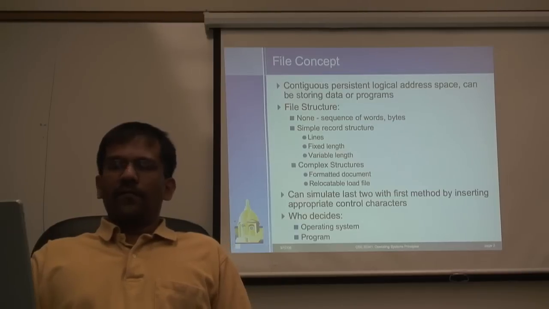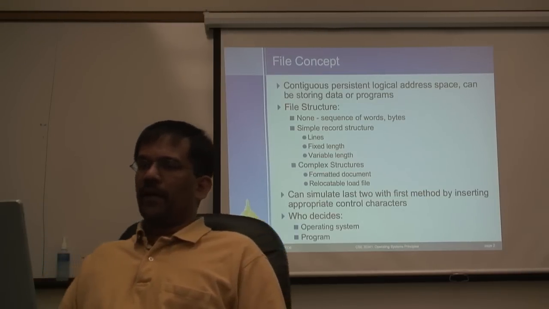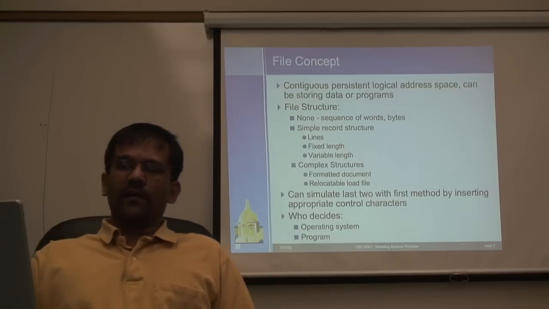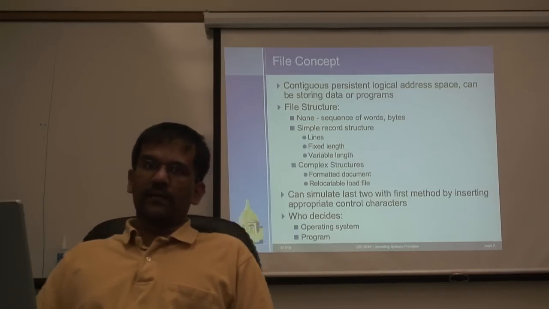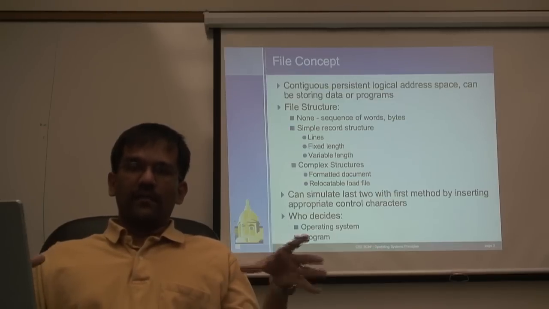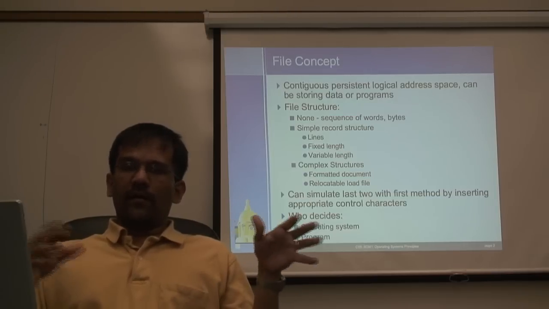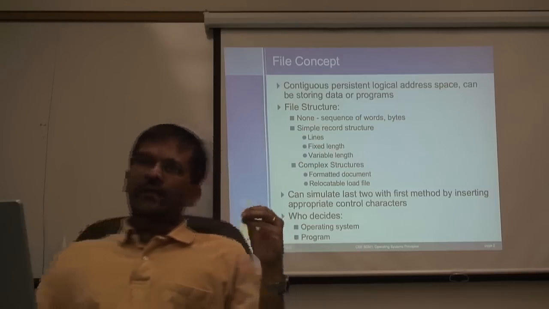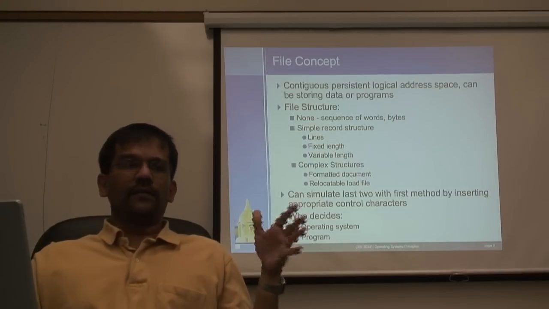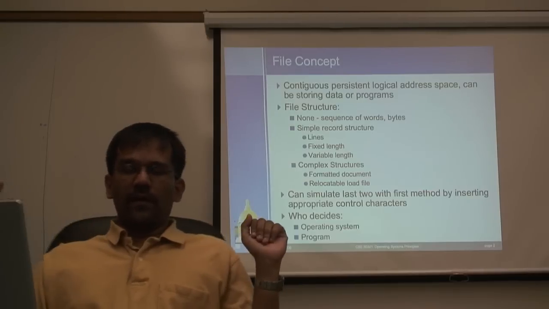And files are organized different ways in different operating systems. For example, it may have no structure at all. It may just be a sequence of words and bytes. Unix typically deals with files like that. So files appear as a collection of bytes with no meaning whatsoever on the different fields. You can associate little structure with the files. You can associate lines and pixels and variables and what have you. And different operating systems have done different things.